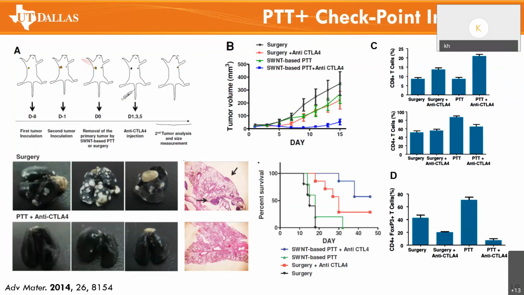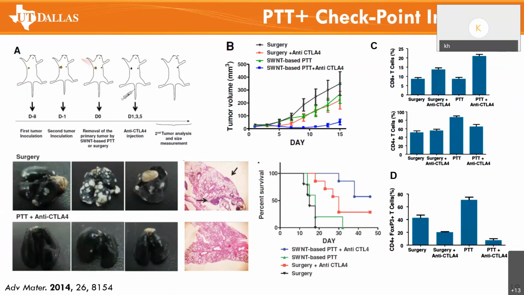And the following day, the first tumor was intratumorally injected with single-wall carbon nanotube and treated with PTT, or they simply removed the first tumor by surgery. After removal of the primary tumor by either method, mice were IV injected with 3 doses of anti-CTLA-4 antibody on day 1, 3, and 5. And the growth of secondary tumor, and also survival of those mice after different treatments, were monitored.